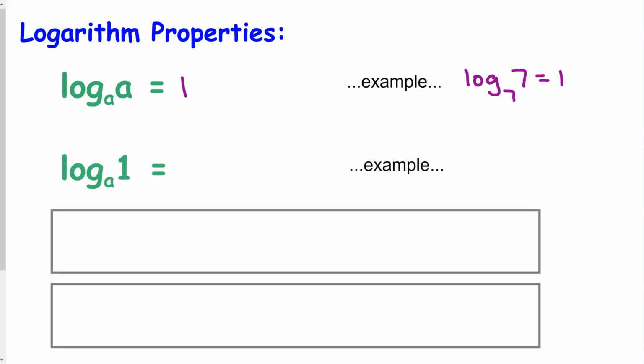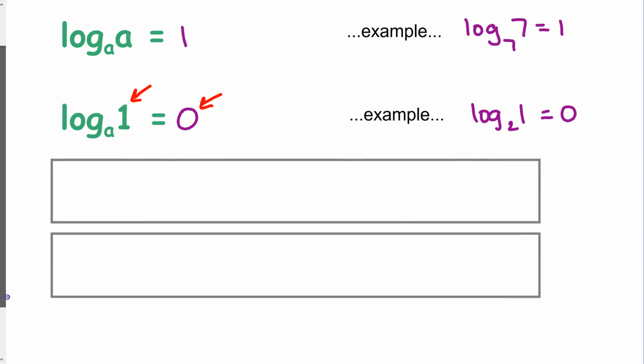Log base a of 1. Here's an example. Log base 2 of 1. Okay, so you say to yourself, 2 to what power is 1? It would have to be 2 to the 0 power is 1. So no matter what your base is, as long as it's not 1 and it's positive, log base a of 1 is going to be 0. So you can have 0 in this position, because 0 can be your exponent. You also can have a negative in that position, because you can have a negative exponent. You just can't have 0 in that position or negative in that position.